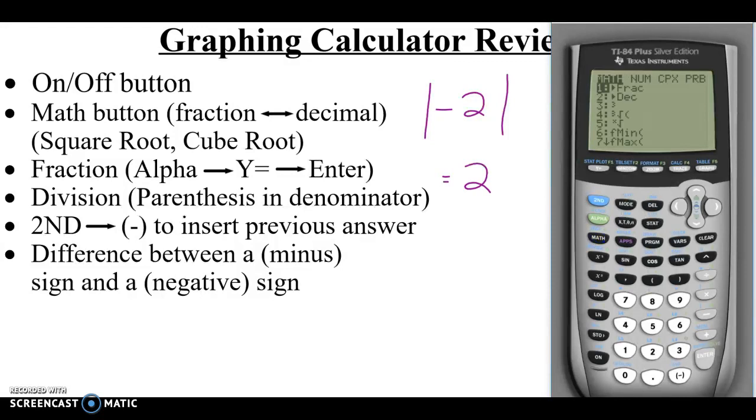Math. Yeah, and you don't have to scroll down. You can just select the number 2. Because otherwise, if you have to go down to like max or something, you have to hit the arrow button and scroll down. You can just hit 2, selects decimal, and it changes it back to a decimal for you.